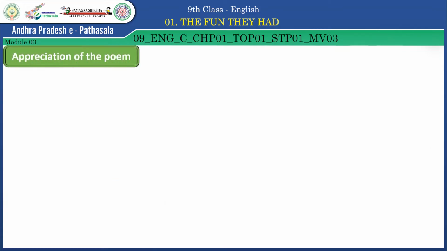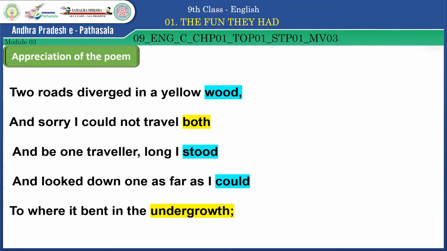Let's learn a few details about the rhyming words and the rhyme scheme. Are you able to find out the rhyming words, as they are shown here? In the first line, the word ends with would, the second line with both, and the third line with stood. So, would and stood will rhyme. And could also rhymes with stood, and both rhymes with undergrowth.